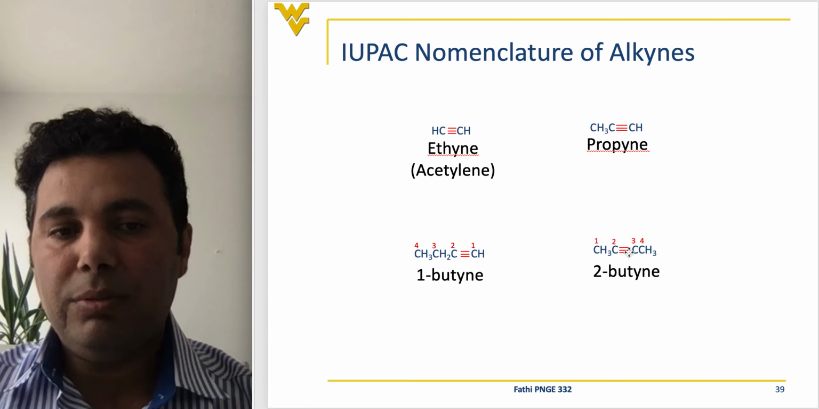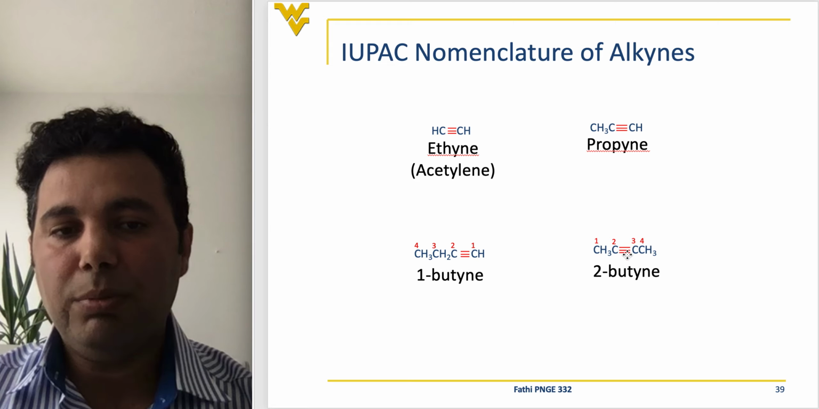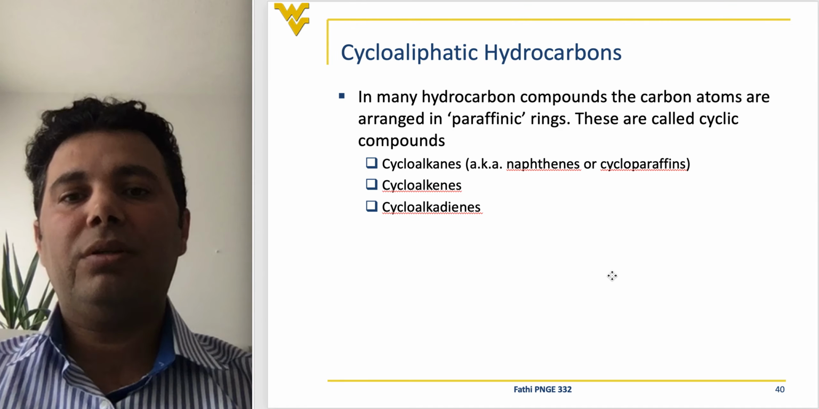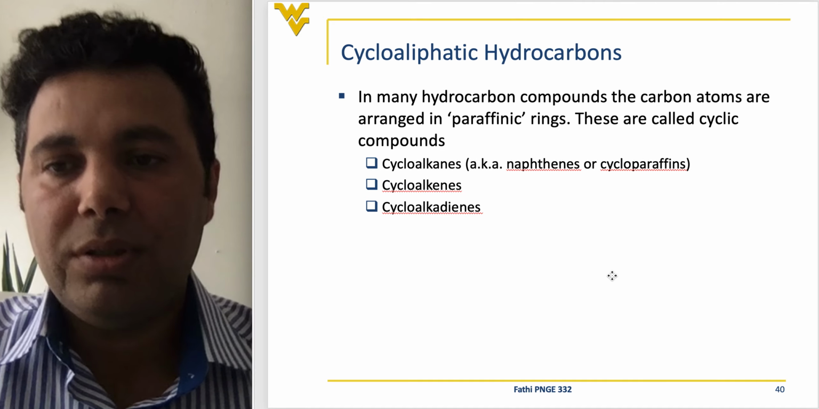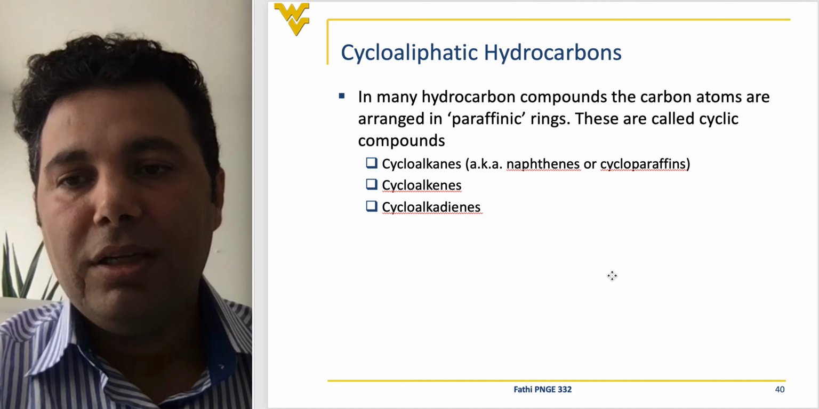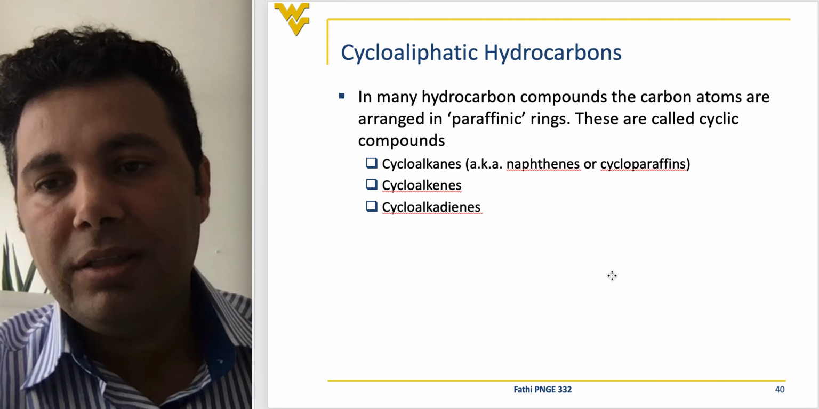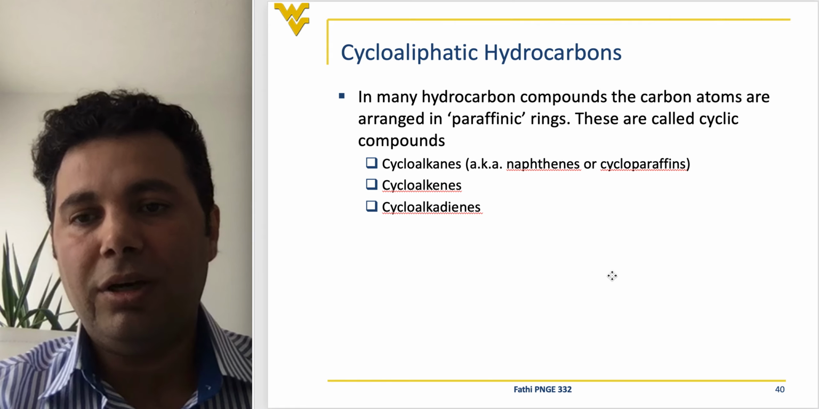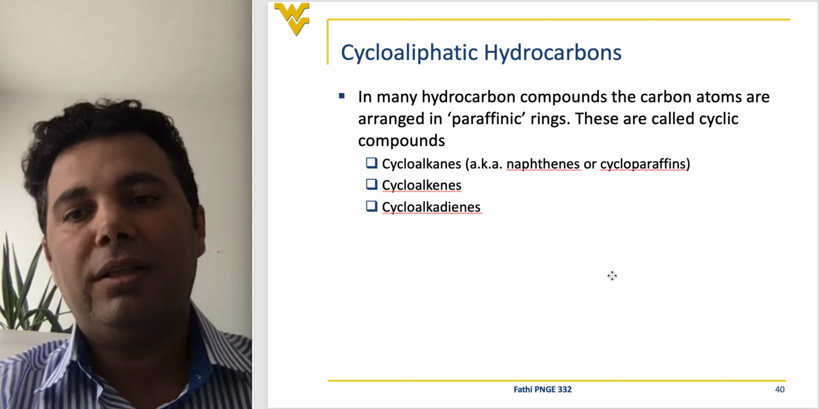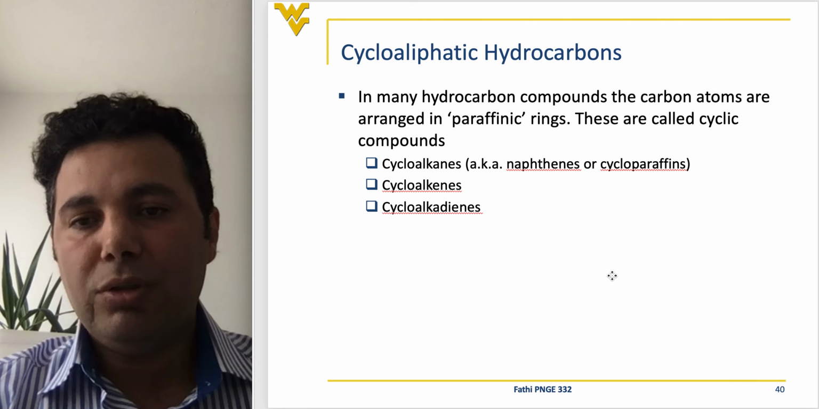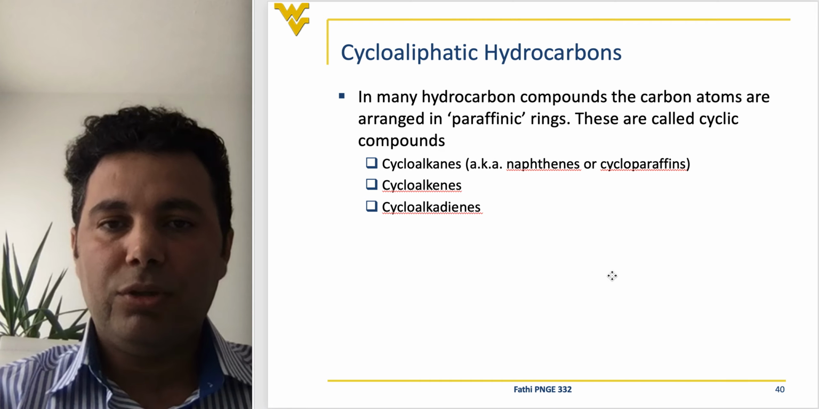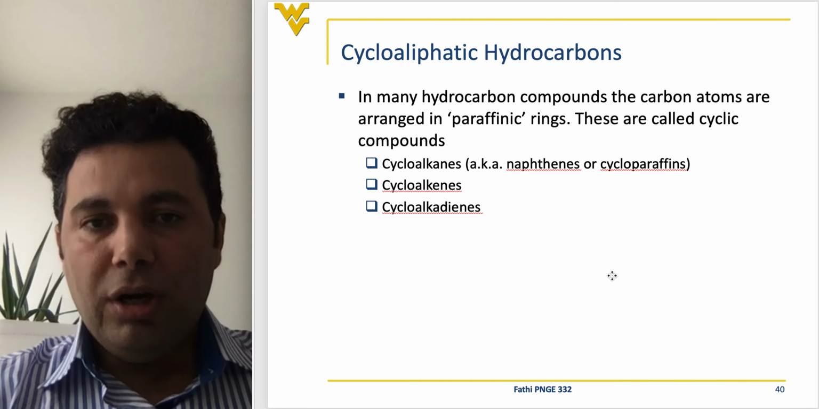Here again, I see the triple bond, so YNE. I have 4 carbons, butyne, and the triple bond is on the second carbon, so it's 2-butyne. A very similar approach. We just look at the bonding. If it's all single, that belongs to alkanes. If there is a double bond, that belongs to alkenes. If there's a triple bond, that belongs to alkynes. We find the longest chain, and then we number from the end which is closest to the branch, or the double bond, or the triple bond. So these are the alkyne groups.